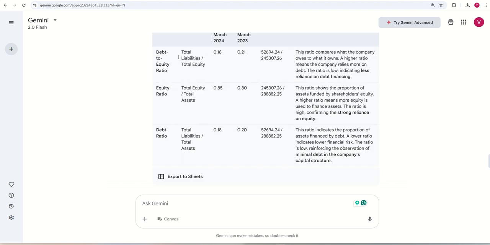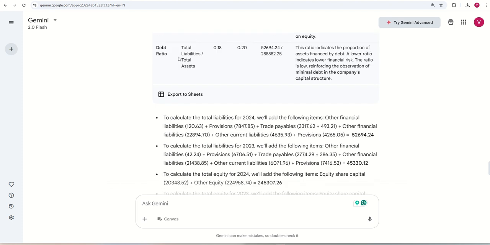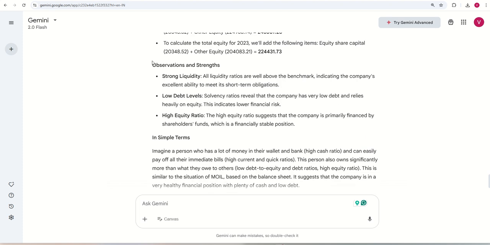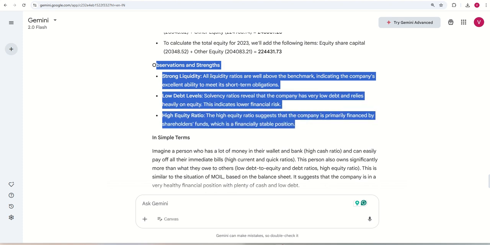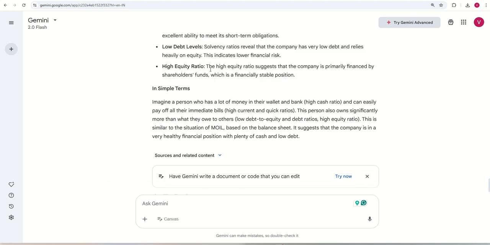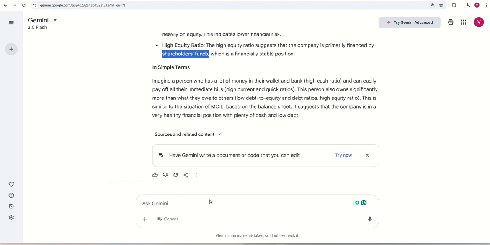Now, since I deliberately took a different example, you can see how the inferences differ. Observations: strong liquidity, all ratios are above benchmark, low debt levels, high equity ratio. This means it is primarily funded by the shareholders' funds and not by debt. This is a balance sheet. Please comment on the investment desirability based on this analysis.